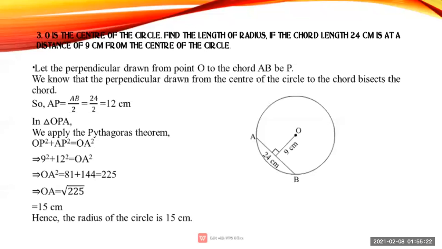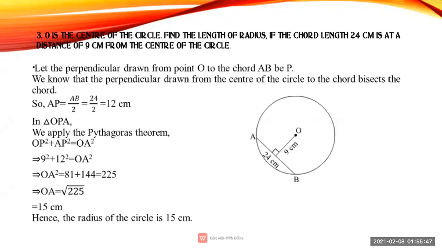Yes, now the third sum. O is the center of the circle. Find the length of the radius if the chord length is 24 centimeter at a distance of 9 centimeter from the center of the circle.